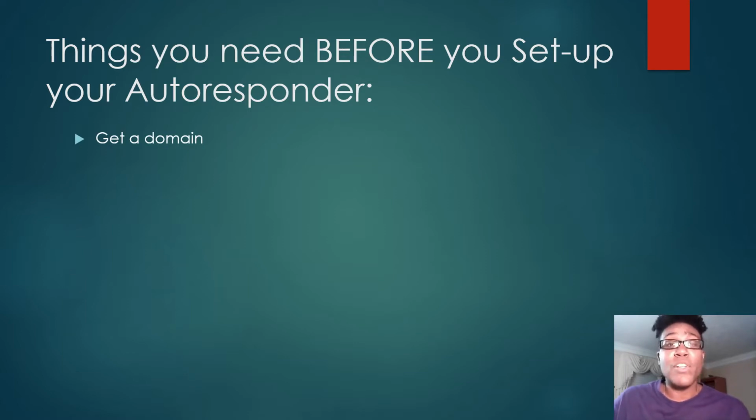Okay, so the first thing you need to do is get a domain. A domain is basically your web address. It is the address to your website or your capture page. Just like you have a physical address, your web address tells the computer, the internet, where your stuff is, where your website is, where your sales funnel is. So you need to get a domain.